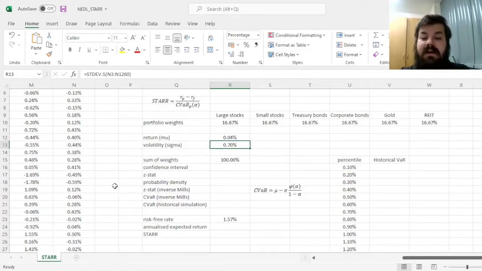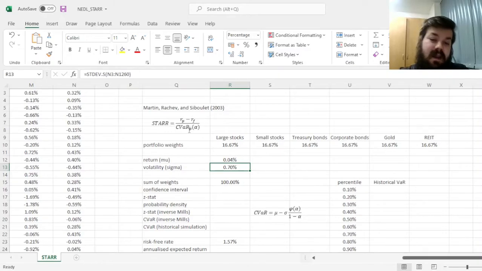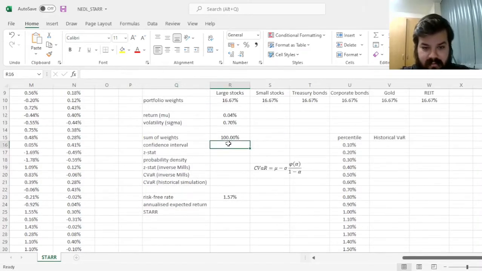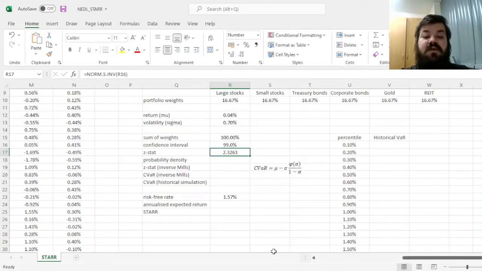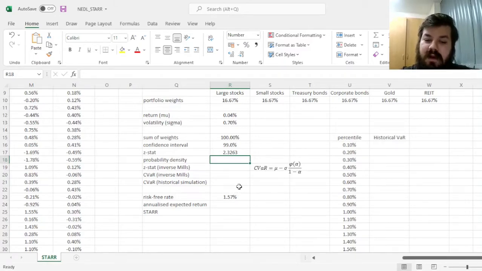And now we can start calculating our conditional VaR using two different methods and compare the results, as our conditional VaR is the denominator of the STARR ratio developed by Martin, Rachev and Siboulet. First of all, let's specify a confidence interval. And here, the authors suggest to use a 1% to 5% confidence interval, meaning that the VaR that we'll investigate would be, for example, a 99% VaR if we choose a 1% confidence interval. Here, we could calculate a conventional standard Z-stat using the standard normal inverse distribution, giving us a Z-stat of 2.33. Also, here we can consider which of the two methods for conditional VaR we would use.